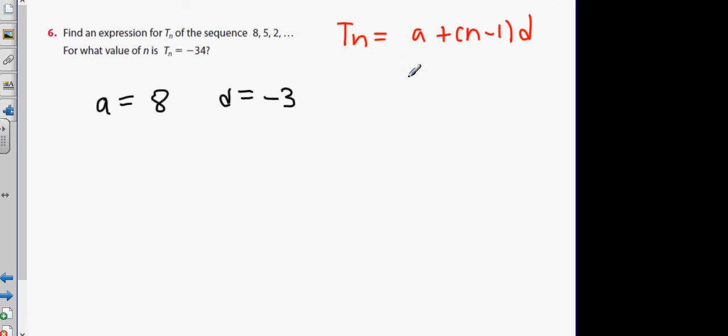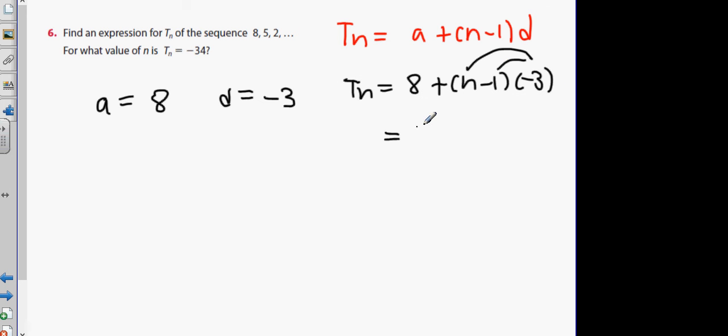So what we're going to do with the Tn formula is say Tn is 8 plus n minus 1 times minus 3. Multiply n by minus 3 and we'll get 8 minus 3n plus 3. Therefore the formula is 5 minus 3n.